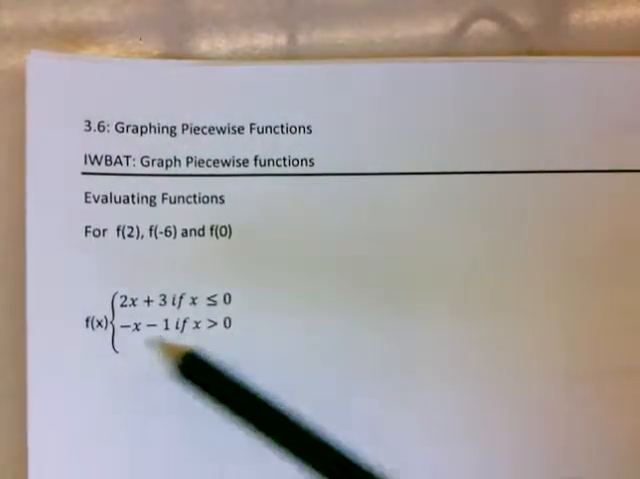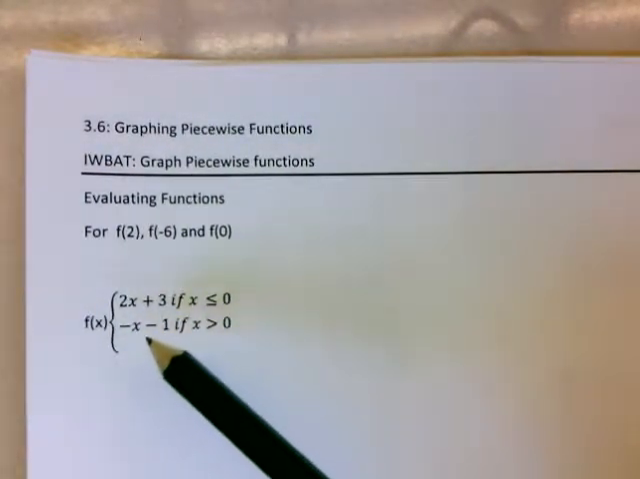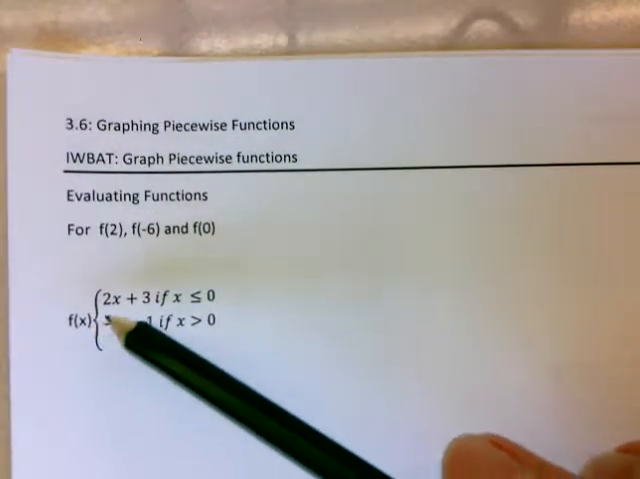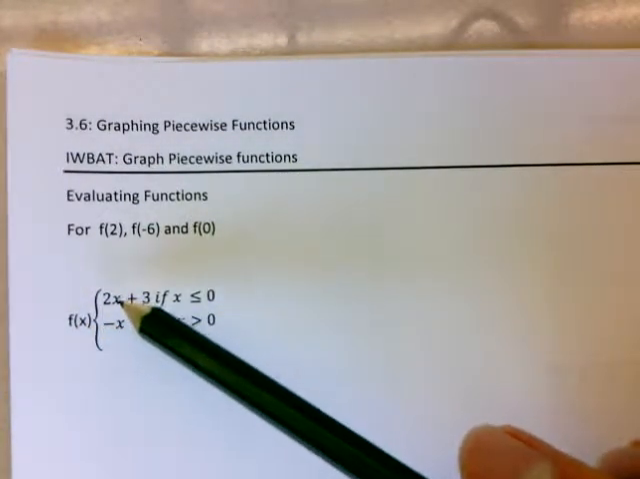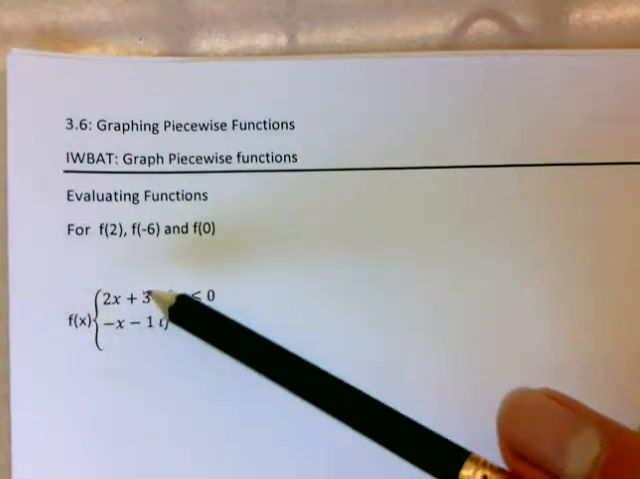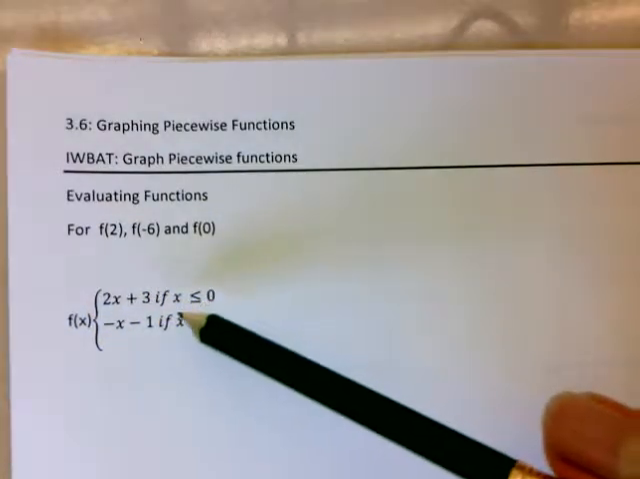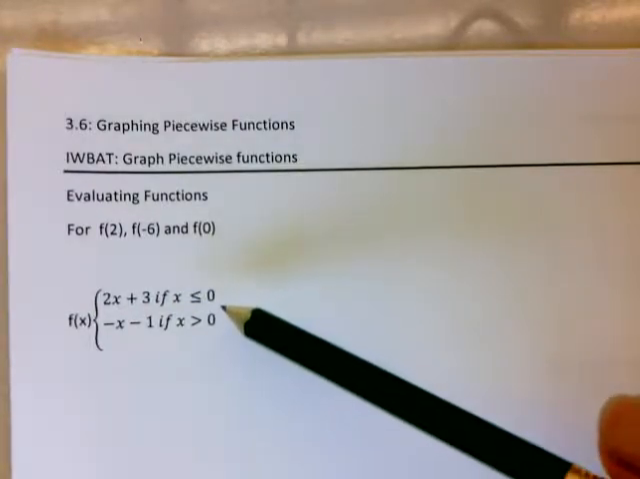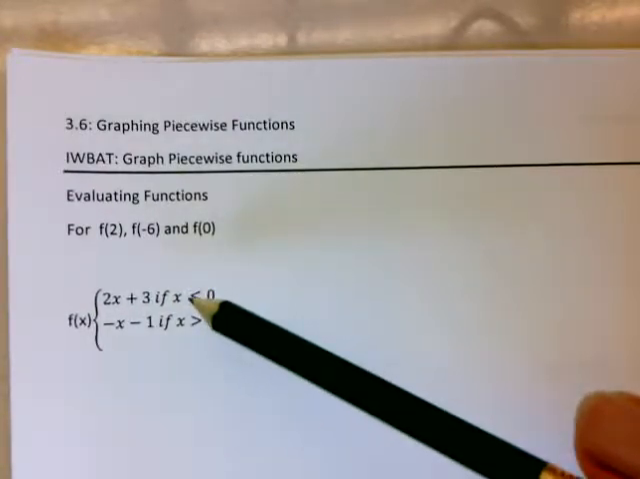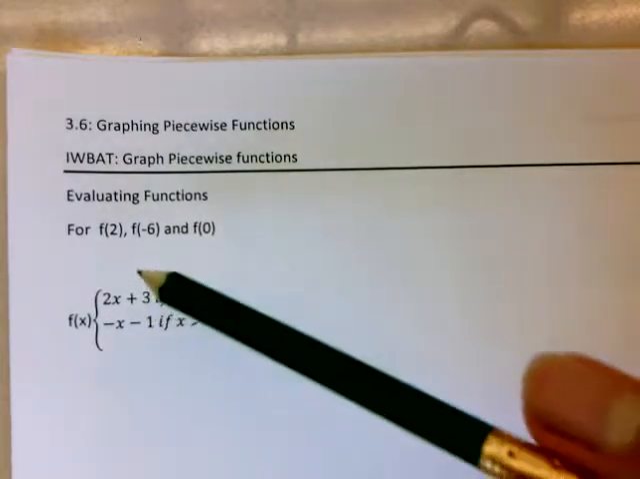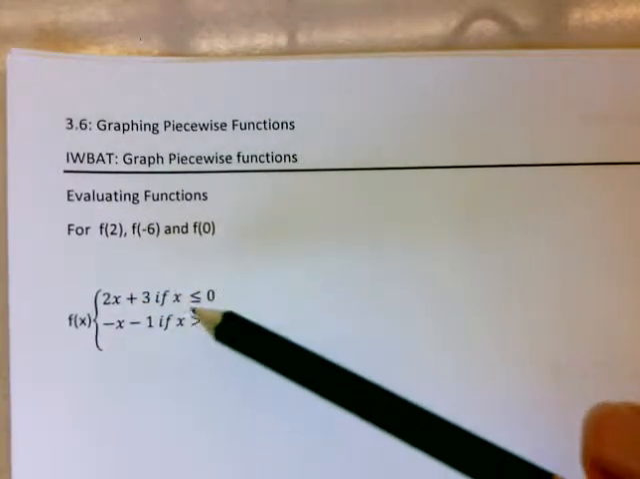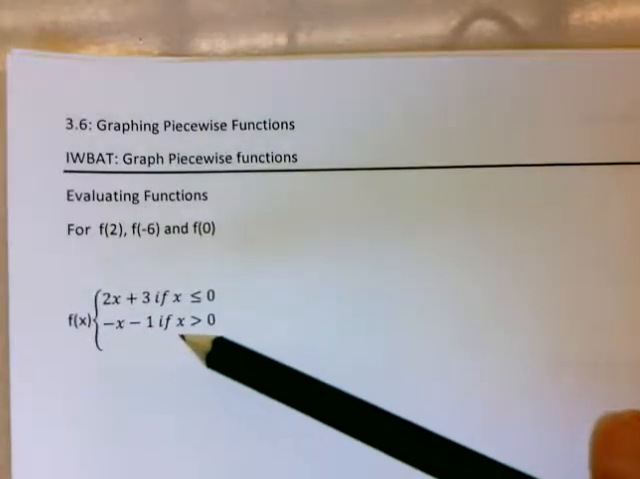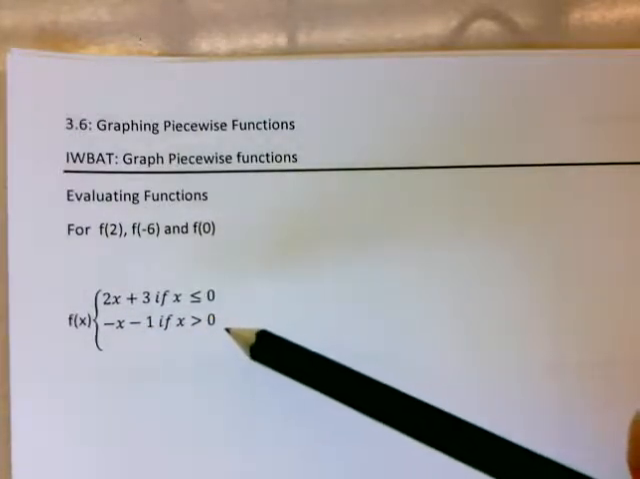When you're given a piecewise function, you know it's a piecewise function when you look at it like this. So this is saying f of x, usually that's y equals. So y equals 2x plus 3 if the value of x is less than 0. This is what a piecewise function is. It tells you when it's each type of function. So it's 2x plus 3 when x is less than or equal to 0. It's negative x minus 1 when x is greater than 0.